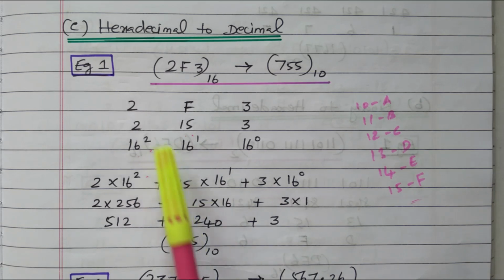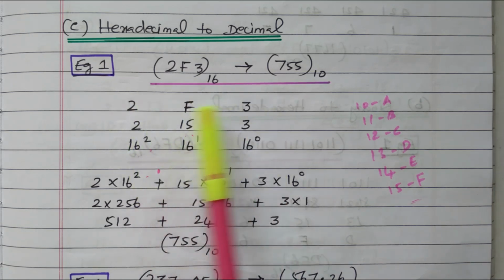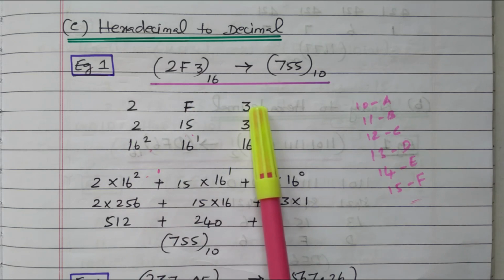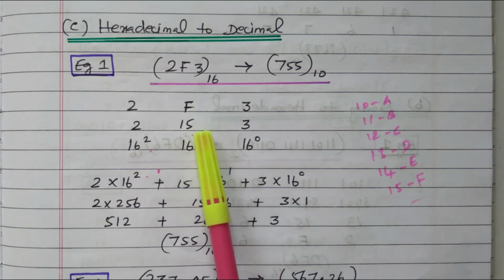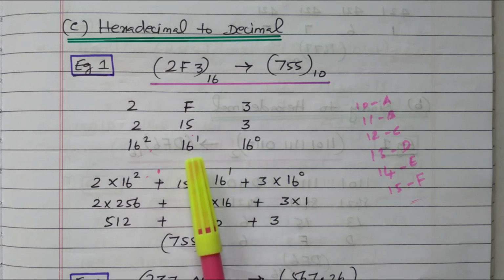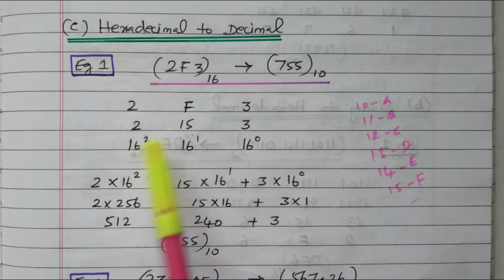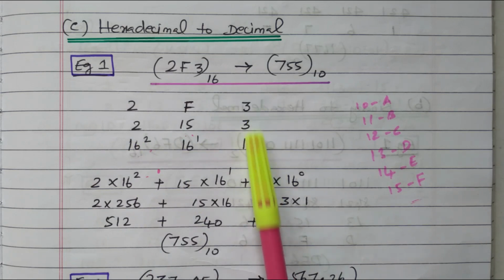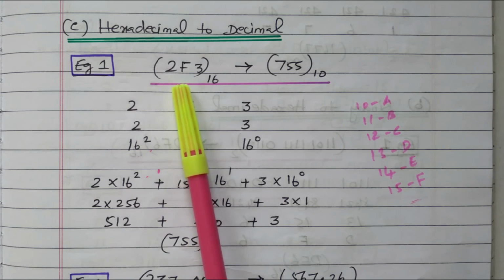So first we need to write the given hexadecimal number separately, convert this F into 15 based on its value, then give the weightage 16 power 0, 1, 2, then multiply the respective values and simplify. Finally, after simplification, we got this value 755 to the base 10. That is the decimal equivalent of the given hexadecimal number.